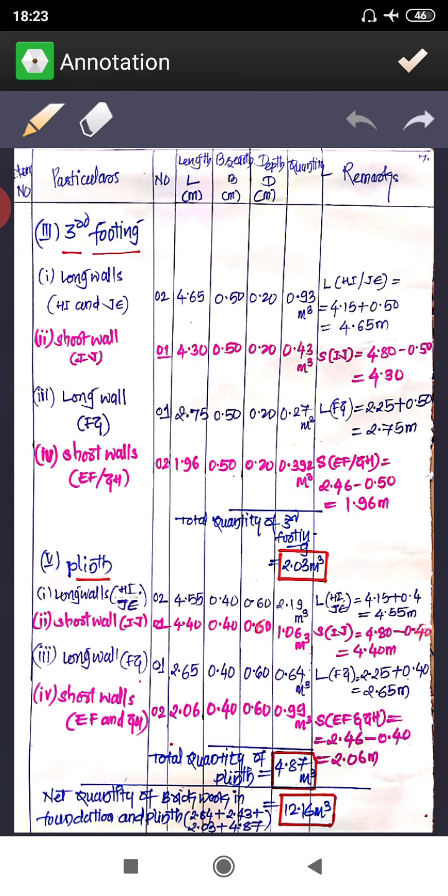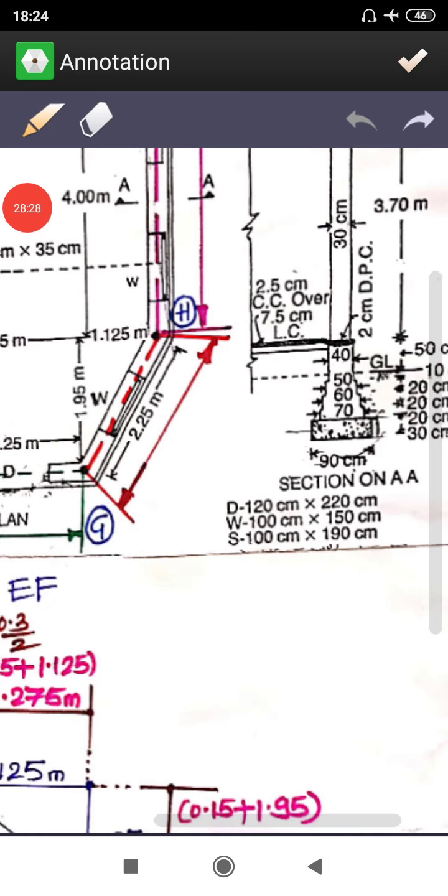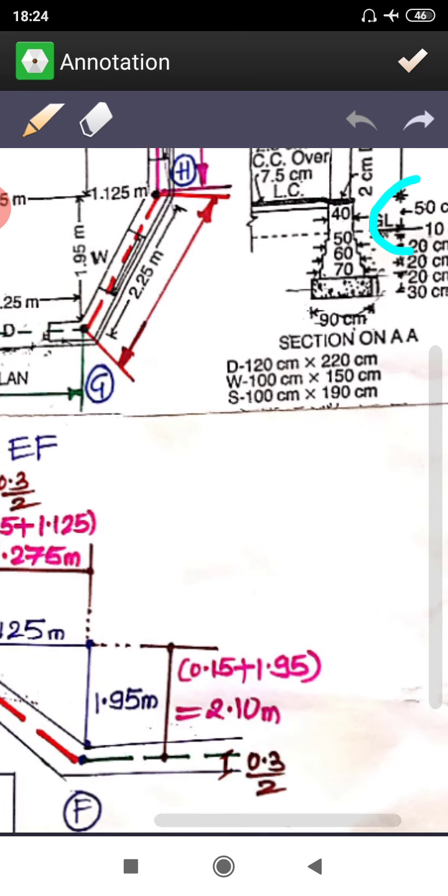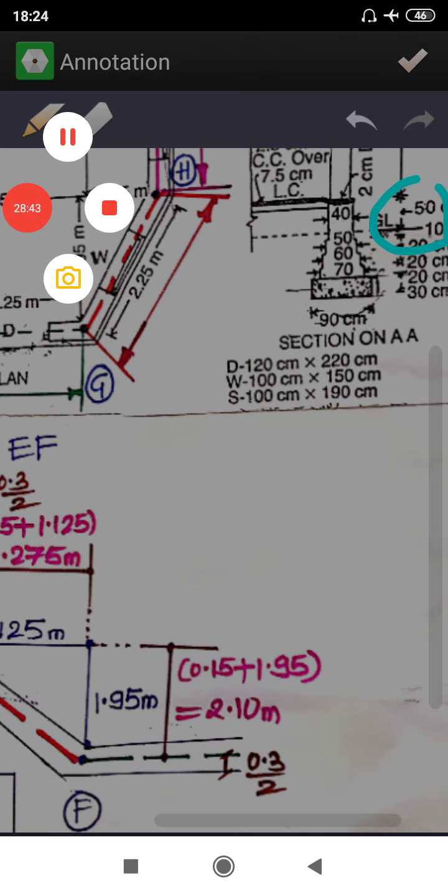Similarly for plinth, see, I have taken two numbers of longer wall, HI and JE, then 4.55 as the length and 0.40 is the width and 0.60 is the depth. That 0.60 depth you have to show. Now how you have got that 0.60, because directly it is not given in the section. For plinth, see here, width is 0.40 and the depth is 50 plus 10 centimeter. 10 centimeter is below the ground. So total depth here for plinth is 60 centimeter or 0.6 meter.